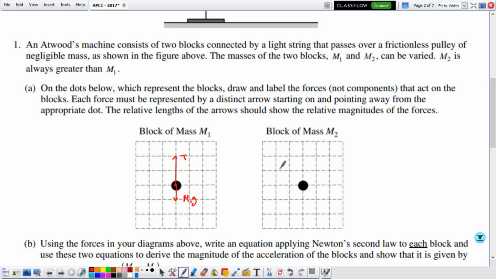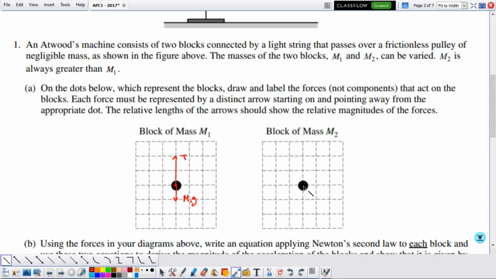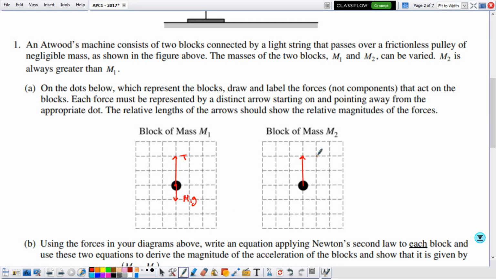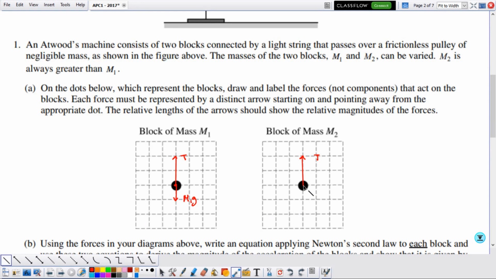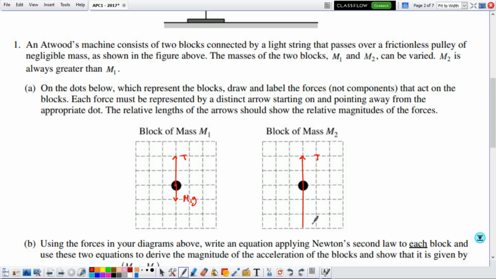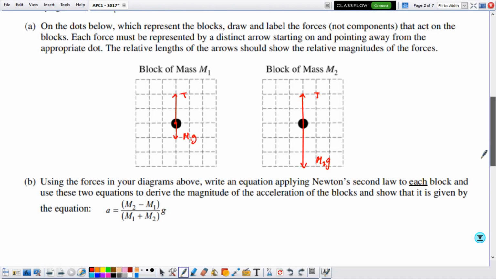Now tension here would be equal to tension here because the pulley is massless and tension is transmitted equally across all ends of the rope, left and right, so this is perfectly up. And in this case, the pull of gravity, which is for M2, will be represented by 3 grids down to indicate that M2G is greater than the tension. So this is it for part A.